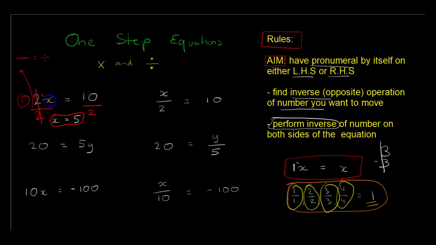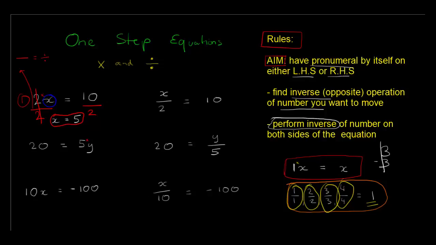Alright, so next example: 20 equals 5y. Remember, it doesn't matter if we want to have the variable by itself on the left hand side or the right hand side. It works the same way either way. So at the moment we've got 20 equals 5 times y, because there's a times between the 5 and the y. How do you get rid of times? Again, we do the opposite: divided by.